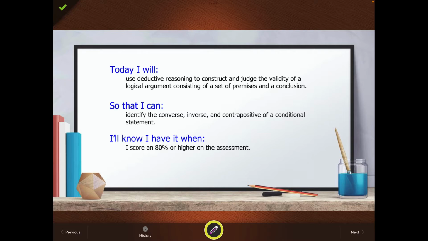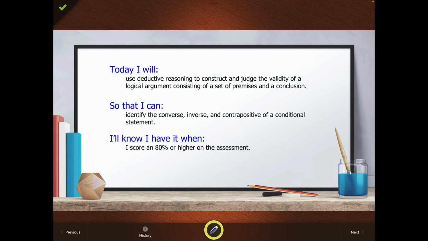So yesterday we introduced conditional statements. We read the kids' book, If You Give a Pig a Pancake, and we discussed the patterns and what we saw. And so can anyone tell me what a conditional statement is? Elijah. Excellent. A conditional statement is just a sentence that is written in an if-then form.